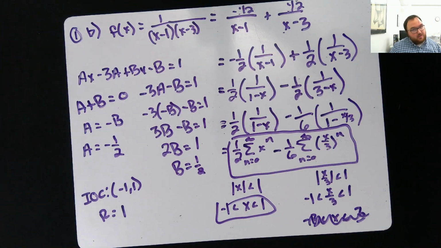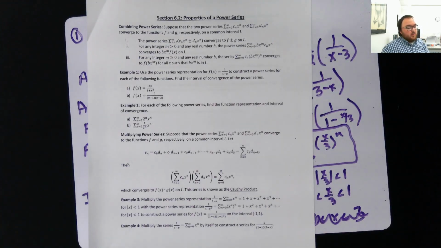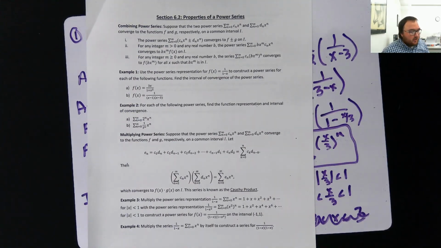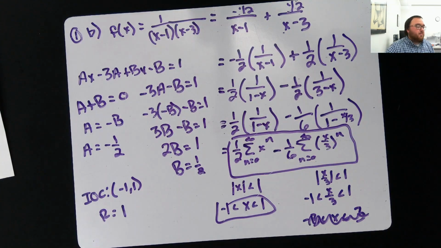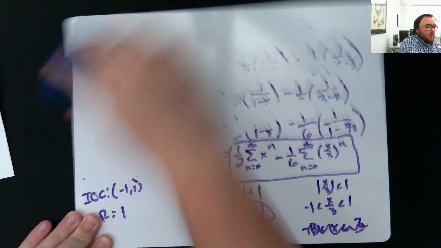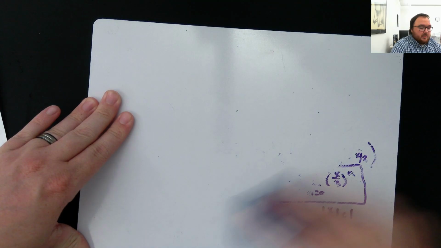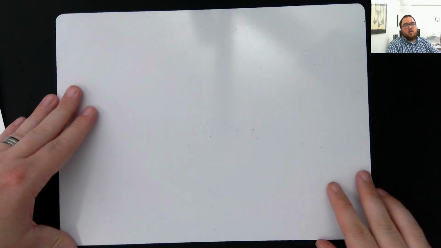It's even easier than all that was. Example number 2 says for each of the following power series, find the function representation and the interval of convergence. So now I want to go backwards. I'm going to give you the ending. Tell me how I got there. Okay, that's what I want to do now. Even less work than those few we just did. So example 2.